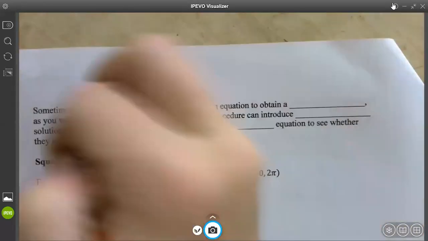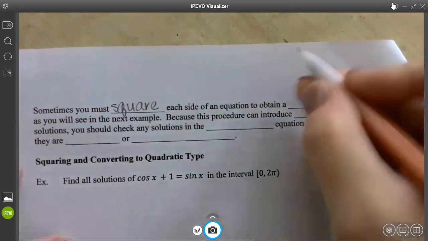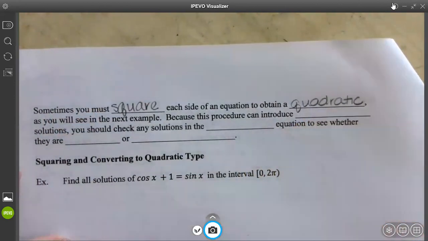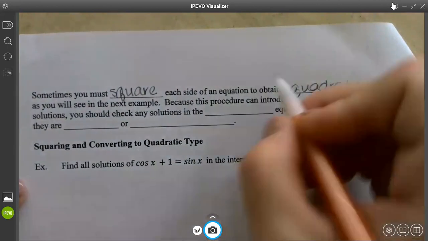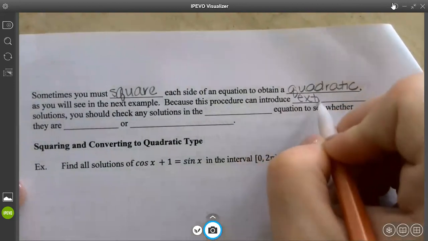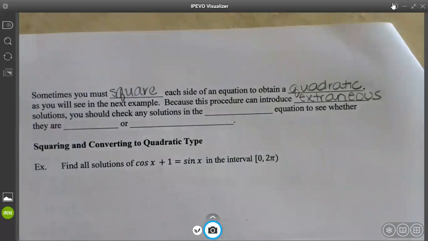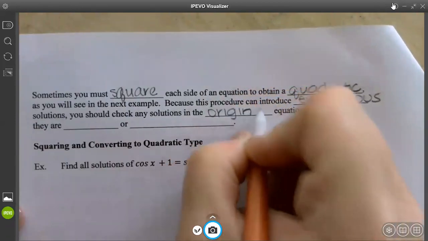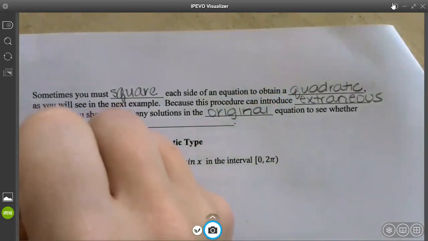Next. Sometimes you must square each side of an equation to obtain a quadratic. As you will see in the next example, because this procedure can introduce extraneous, what's that mean, extraneous solutions? Bad ones, absolutely. They don't really work in the problem, they just happen to show up. You should check any solutions in the original equation to see whether they are valid or extraneous.